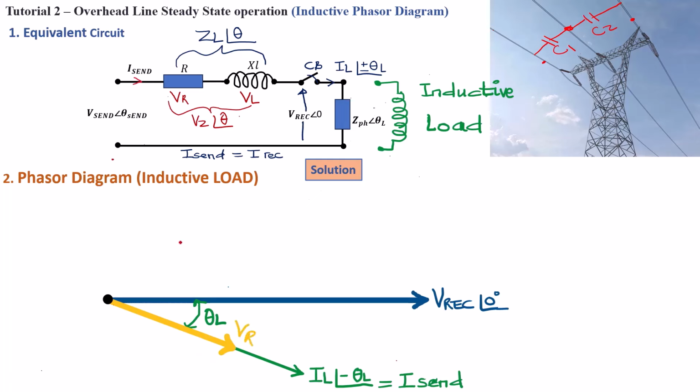But because VL is leading VR by 90 degrees, it's important to note that VL, the voltage across this inductance, is not leading Vrec by 90 degrees. It is leading VR, the voltage across the transmission line resistance, by 90 degrees. So that means we can draw our VL 90 degrees out of phase with VR.